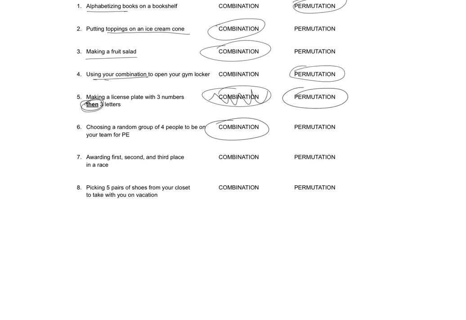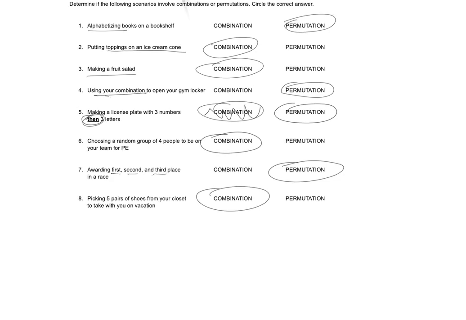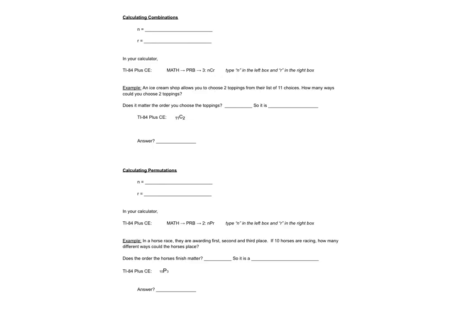You are awarding first, second, third place in a race. Anytime you are ordering them first, second, third, or giving jobs to someone, this job specifically, this job specifically, that would mean that the order matters, so you'd have a permutation. And then the last thing, you're just randomly picking 5 pairs of shoes from your closet to take on vacation. The order that you choose them doesn't matter, so that would be a combination. So anytime you're thinking, should I use permutation or combination, just ask yourself, does the order matter?